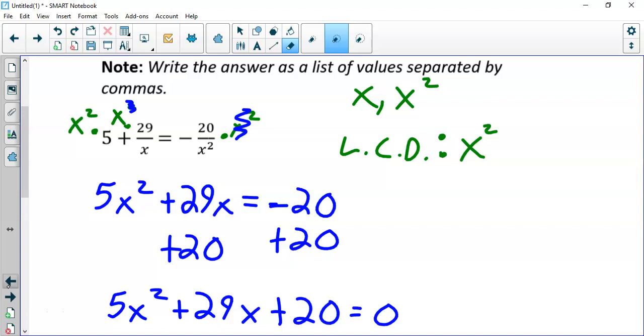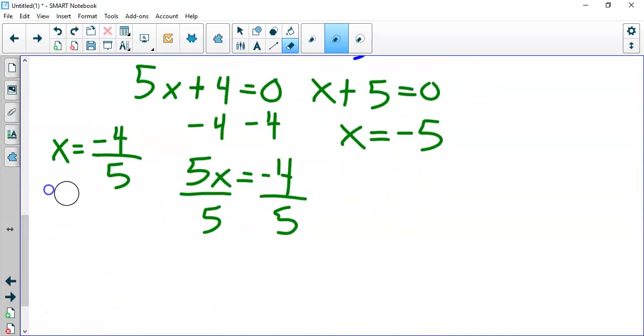Let's check negative 5. If I plug in negative 5 here, is that 0? No. If I plug in negative 5 there and square it, is that 0? No. So negative 5 is also valid.